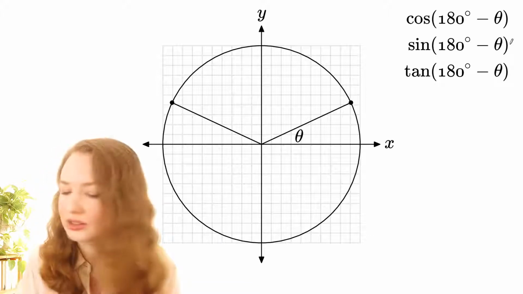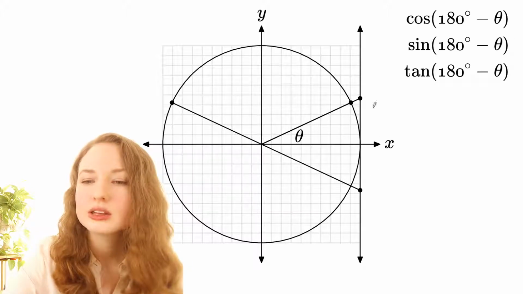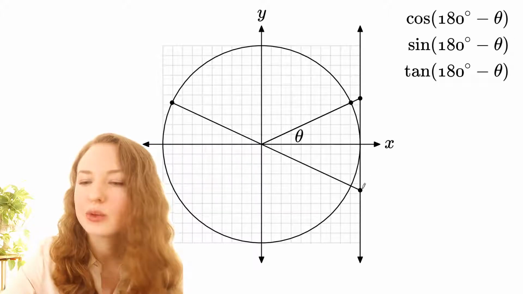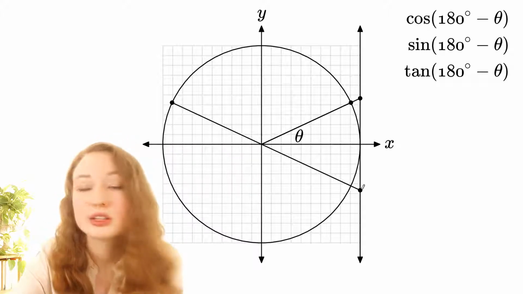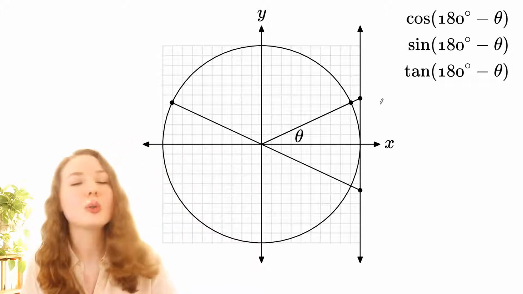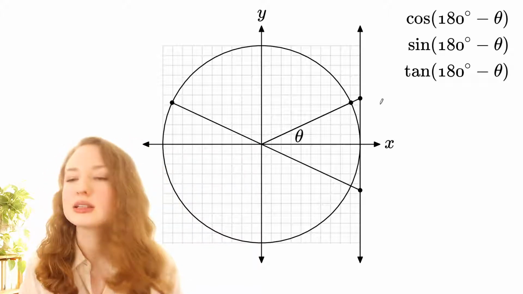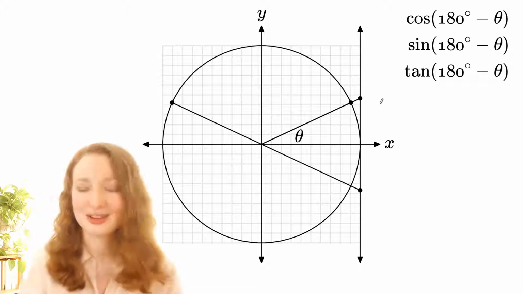Let's extend those lines. So tan is the y-coordinate. So tan θ is here, tan(180 - θ) is here. You can see that this one's about negative 0.5, this one's about 0.5. So they're equal but opposite. So we can say that tan(180 - θ) is negative tan θ.